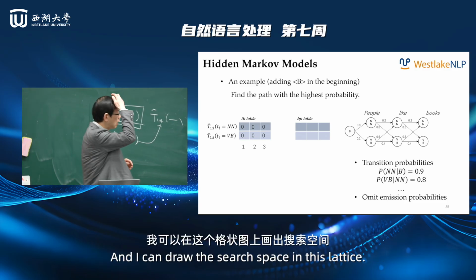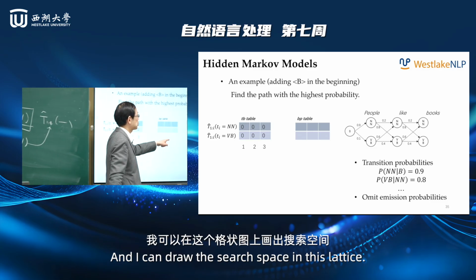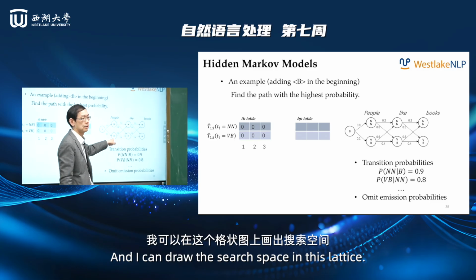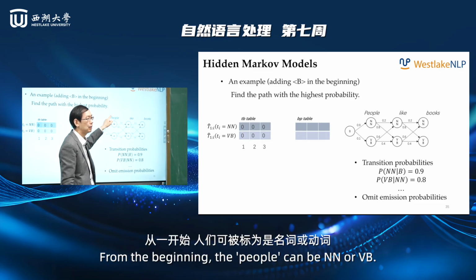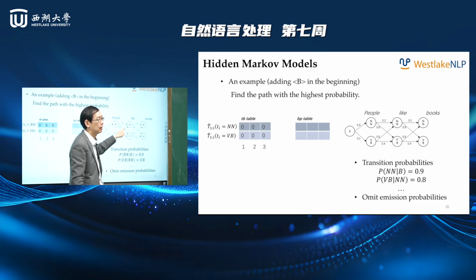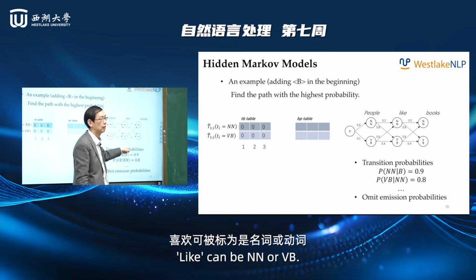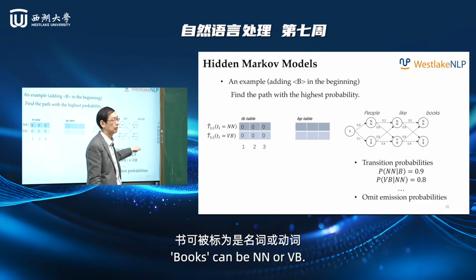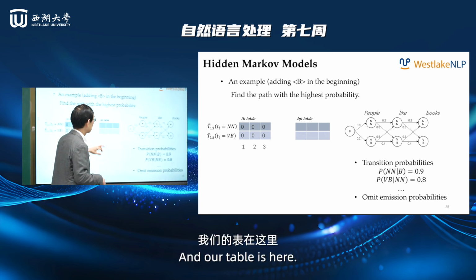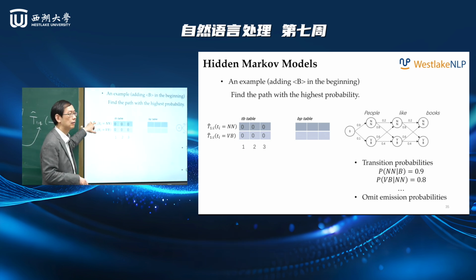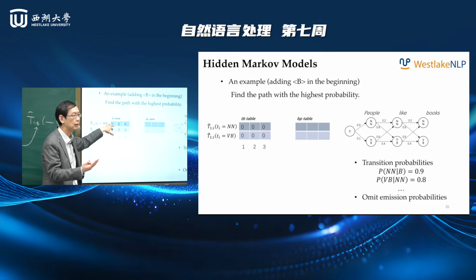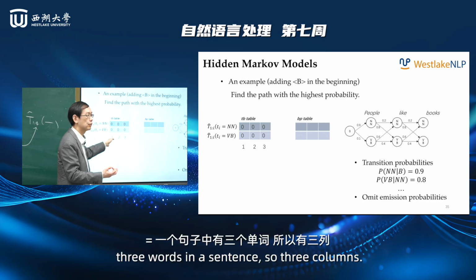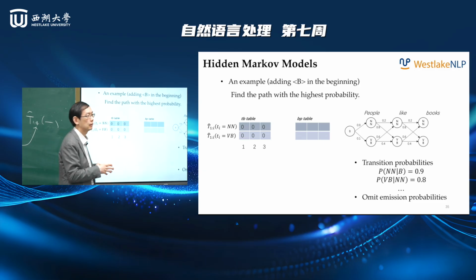And I can draw the search space in this lattice. From the beginning, "people" can be noun or verb. "Like" can be noun or verb. "Books" can be noun or verb. And our table is here. There are two tags in the tag set, so 2 rows. 3 words in a sentence, so 3 columns.